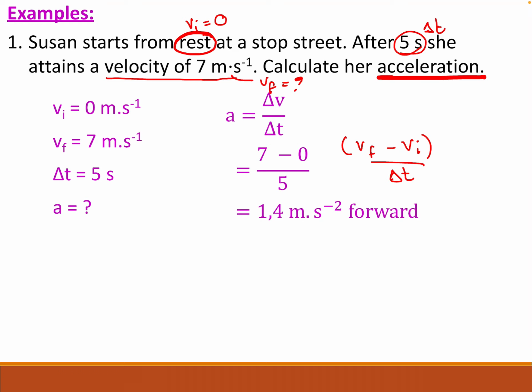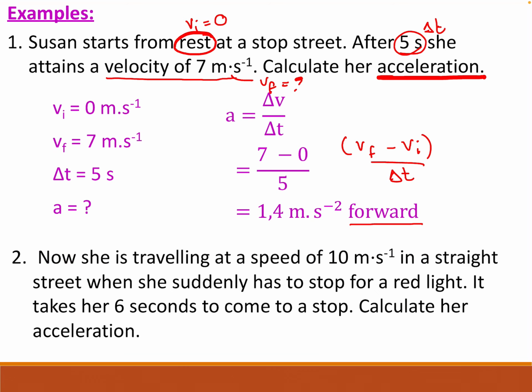It's positive. Now, I can't say left, right, up, down because I don't know. I also can't say north, south, east, west. But I do know that she's going to go forward, so I write the direction as forward. That is still a direction. And her acceleration and velocity are in the same direction because they're positive.